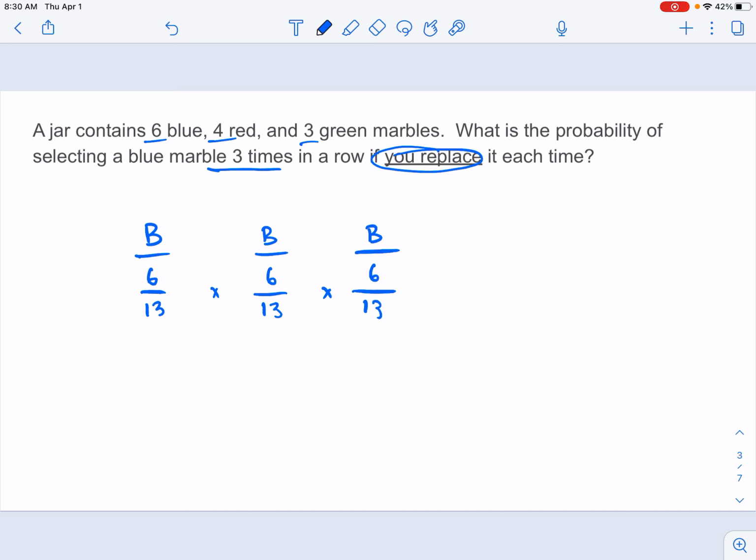Okay, so we have to do 6 times 6 times 6. So 6 times 6 is 36. And then 6 times 36 is 216. And then we have to do 13 times 13 times 13. And so we get 2,197.